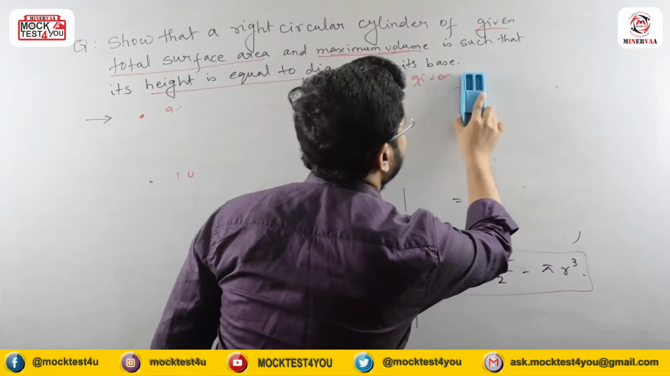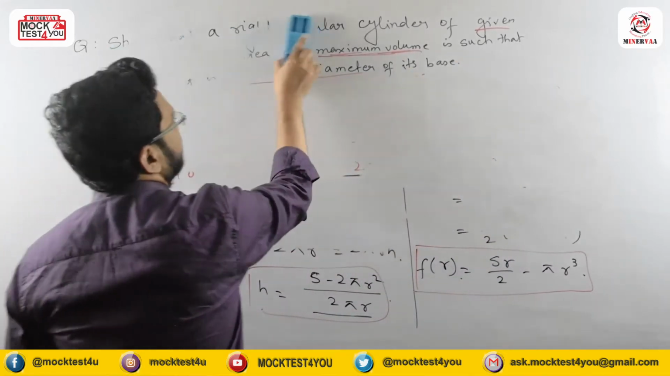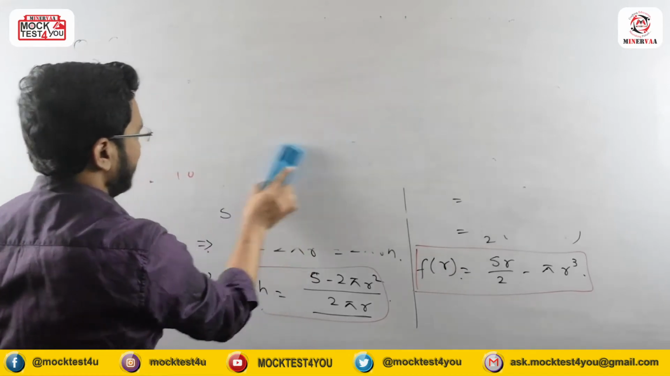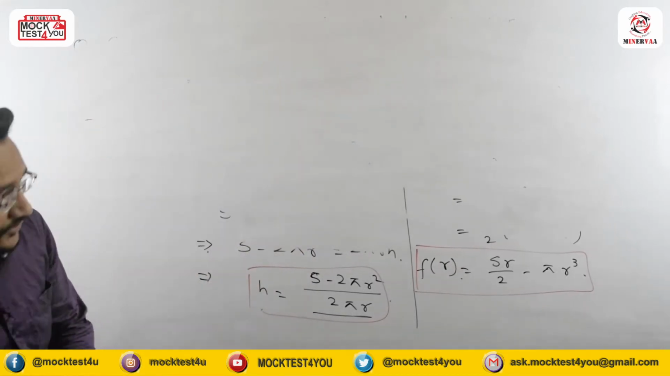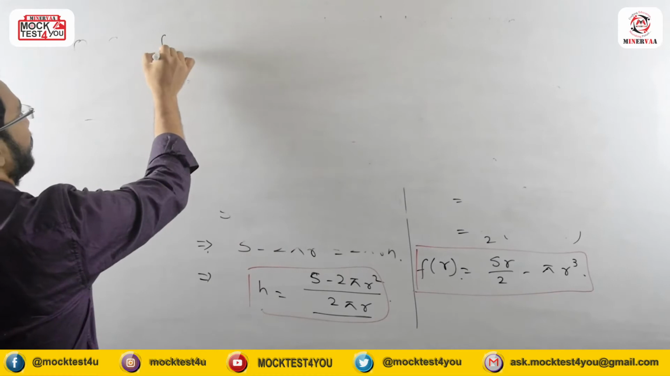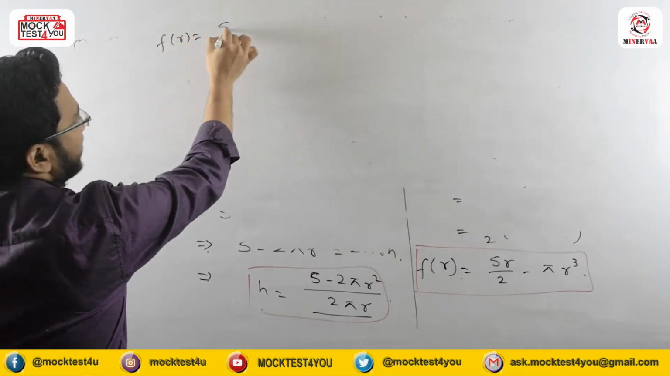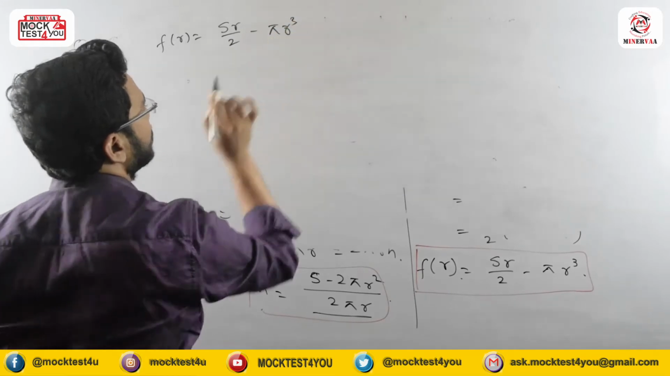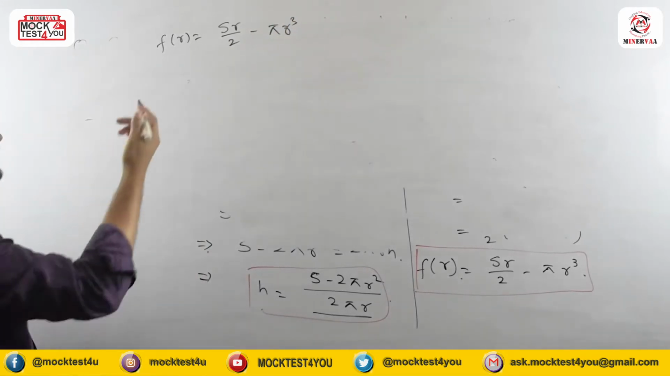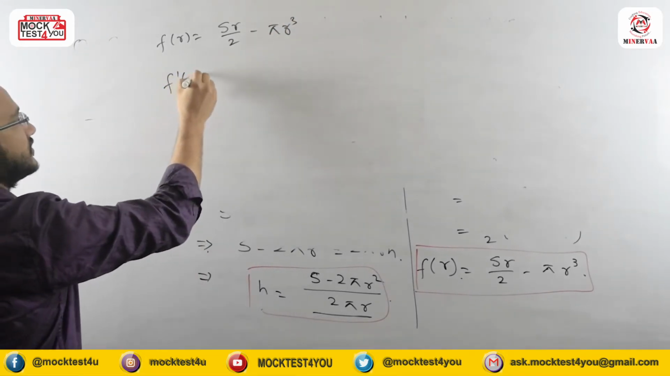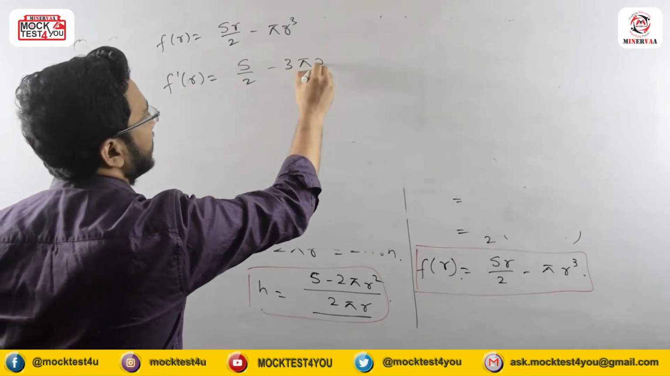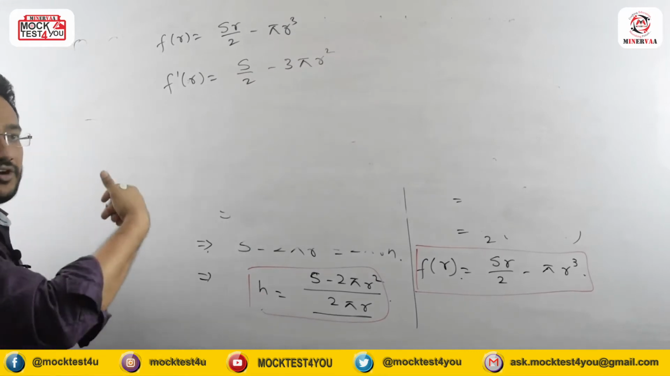Now let's take the function and maximize it. We have to prove h is equal to 2r at last. Now see, our function f of r is equal to sr by 2 minus pi r cube. Now we know how to maximize this function. Let's find out the differentiation first. It will be s by 2 minus 3 pi r square. After differentiating, we got this one.